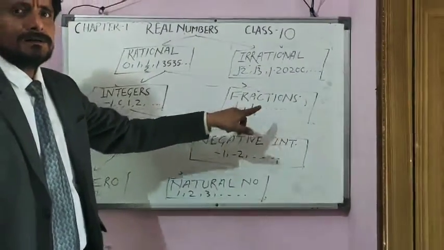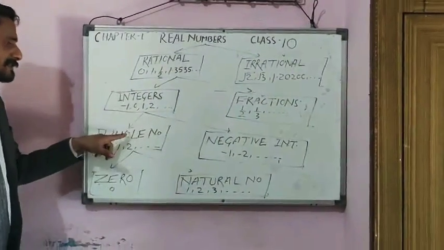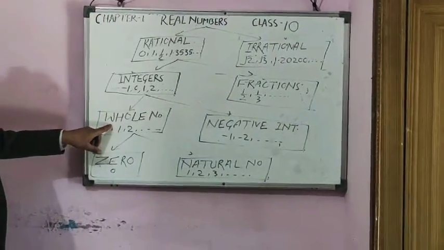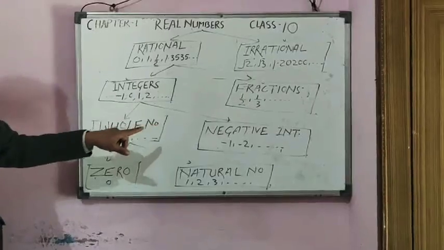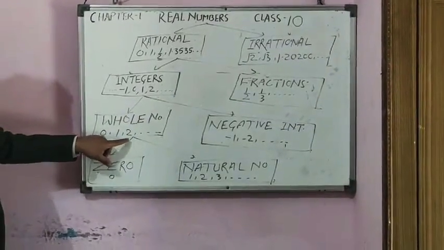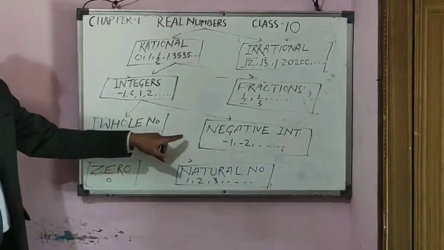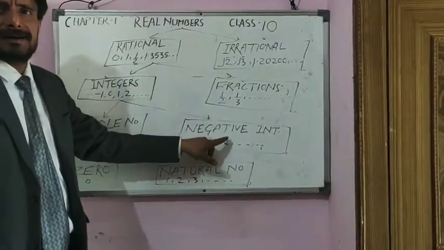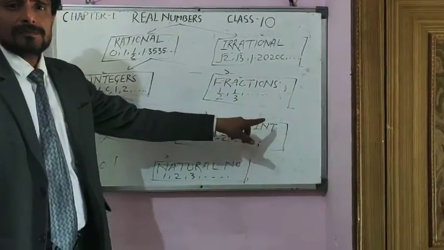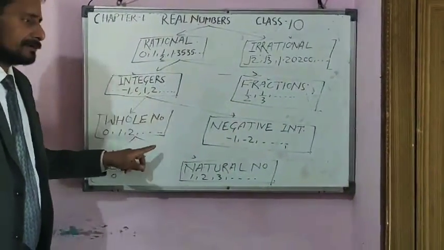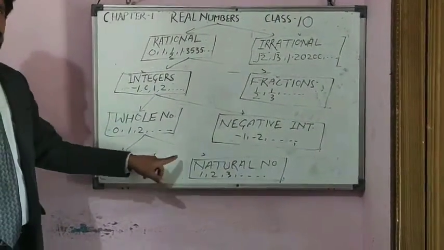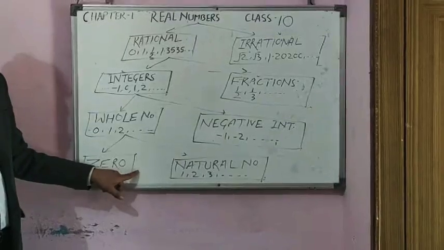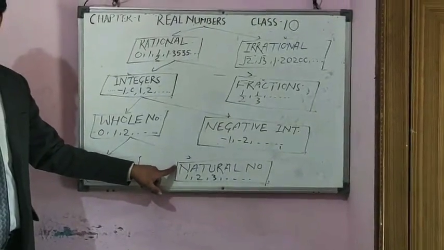Integers can be classified into two parts: whole numbers and negative numbers. Whole numbers are 0, 1, 2, 3 and so on, while negative numbers are -1, -2 and so on. We can classify the whole numbers into two parts: 0 and natural numbers. 0 is 0, but natural numbers are all the counting numbers.